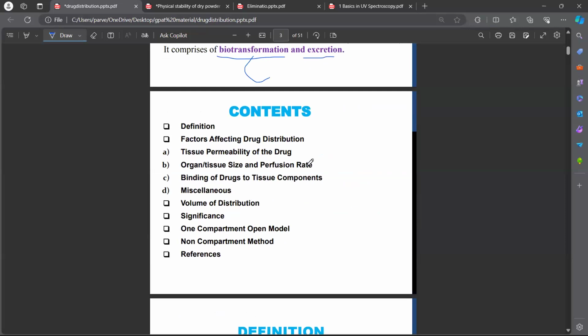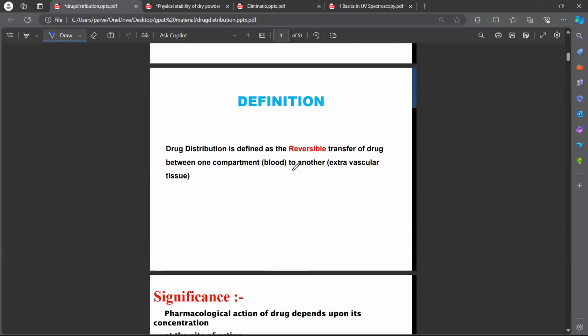These are going to be the contents of today's topic on distribution. First of all, as I mentioned, the definition, which signifies that distribution is a reversible transfer of drug from one compartment to another compartment. The blood compartment is known as intravascular, and the tissue compartment is known as extravascular. So distribution can also be seen as the reversible movement of the drug from the intravascular to the extravascular compartment.